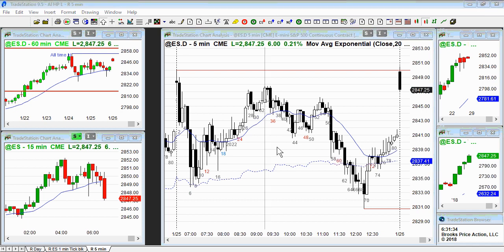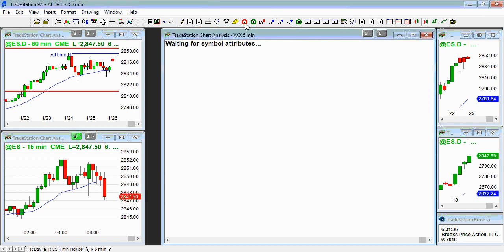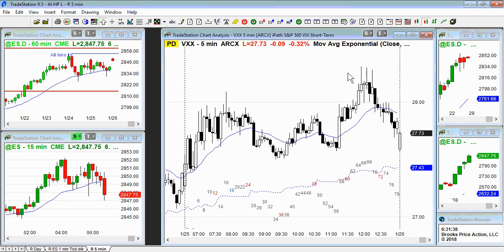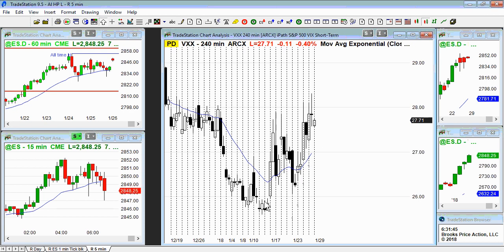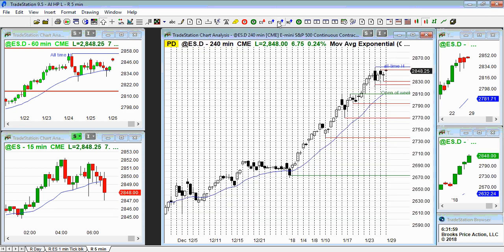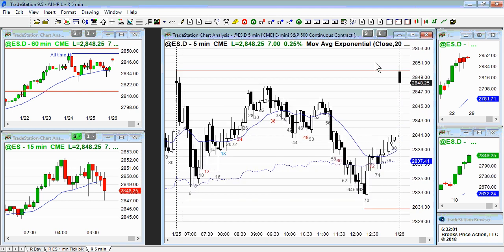a possibility. Let me take a look at the VIX. Still pretty high up. Here's a 4-hour chart. See it's pretty high up above the low, and it usually goes the opposite direction of the E-mini. So when it's up like this, you think the E-mini is down, but instead the E-mini is right near an all-time high. So something is wrong here.